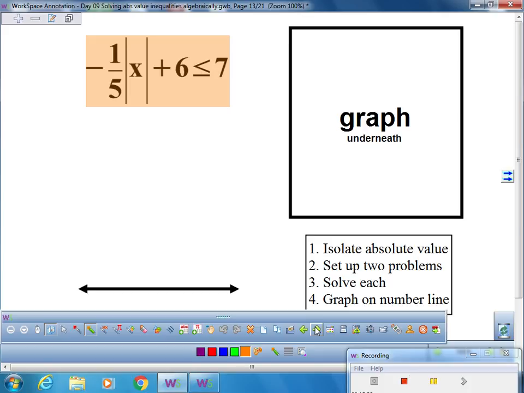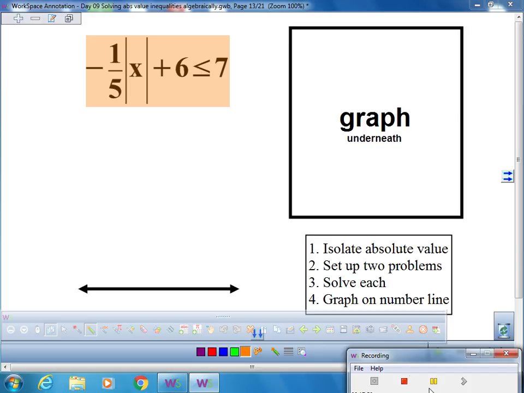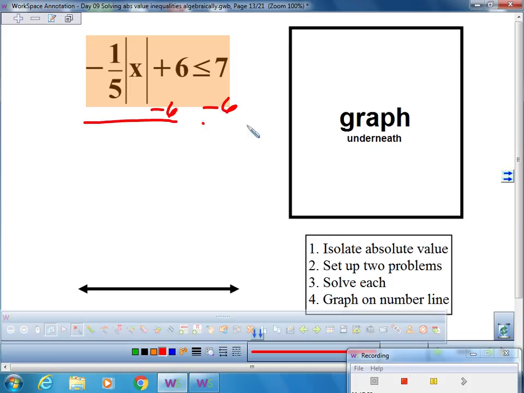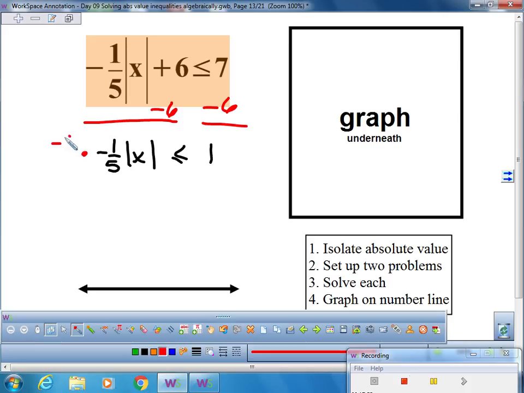Another one with a negative. So we've got to think about it, right? It's going to be a negative number on the right-hand side. So I'm going to get rid of the 6. Subtract 6 from both sides. Subtract 6, subtract 6. Then I'm left with negative 1/5 times the absolute value of x is less than or equal to 1. Then I'm going to multiply both sides by negative 5. That gets rid of this.